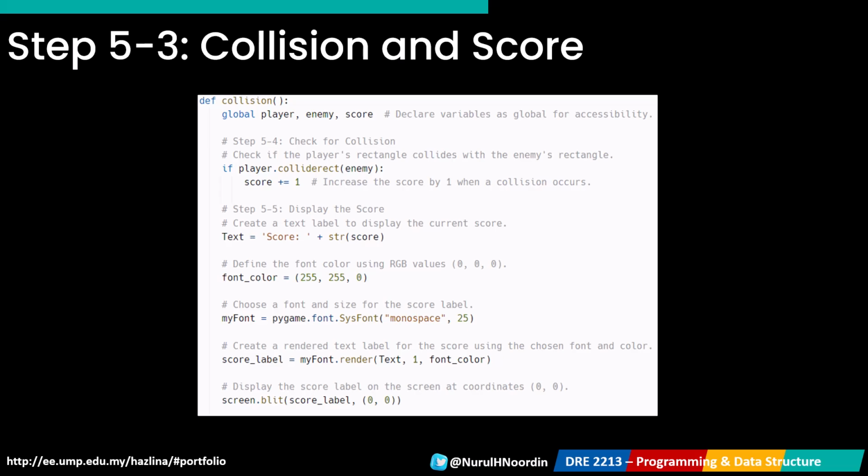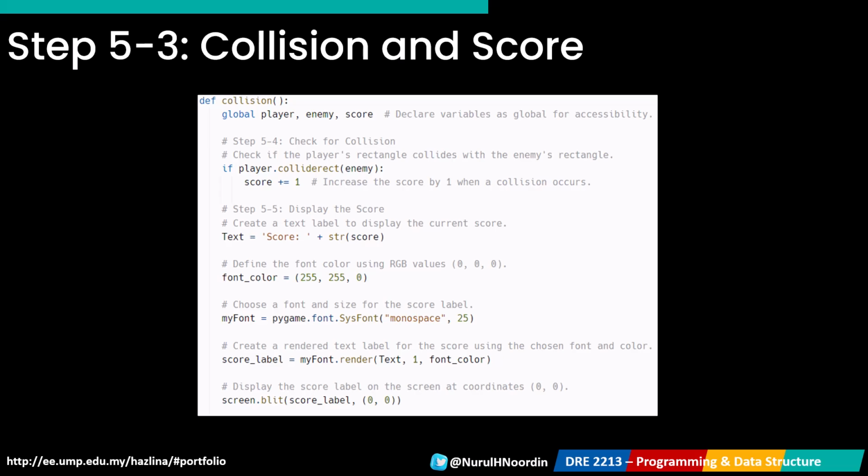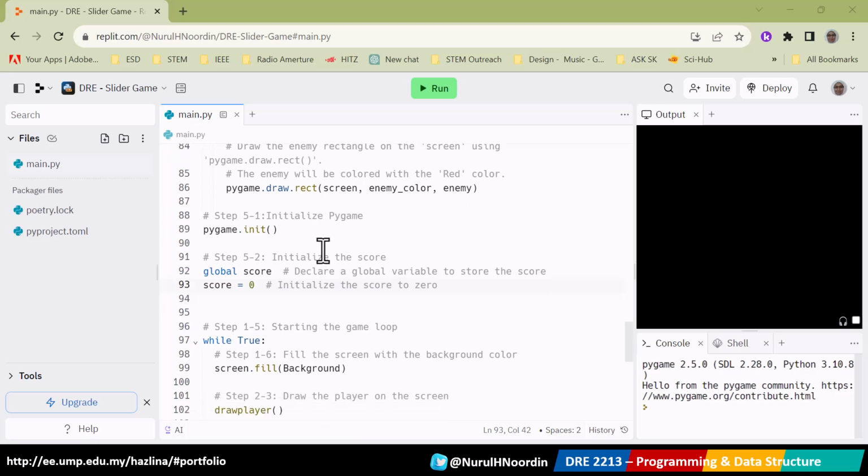But what's a score without being displayed? So, we create a text label, score X, where X is the current score. To make it look good, we choose a font size and font color. It's your chance to add an aesthetic touch to the game. And finally, we display the score label on the screen. It's a small but essential element that keeps players informed and engaged.